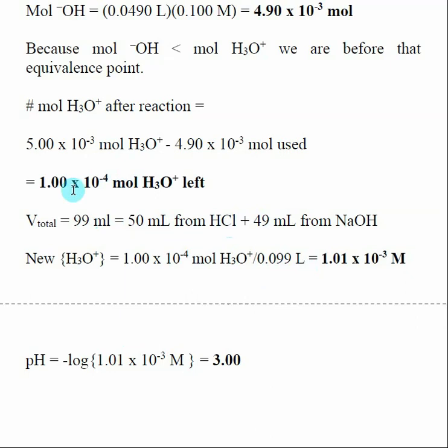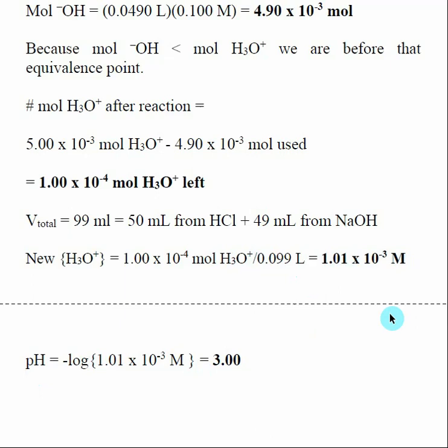If we take the number of moles of hydronium we have left over and divide by the total volume, this gives us our new concentration of hydronium after we've added in our base. We then plug this number into our pH equation, so we take the negative log of the concentration of hydronium, and this gives us the pH. Notice, even now, when we're 1 milliliter away from the equivalence point, our pH is still 3.